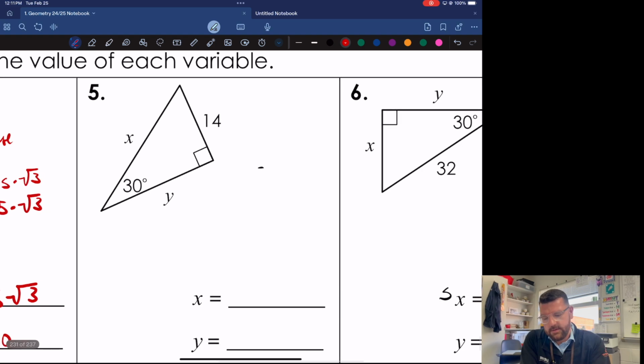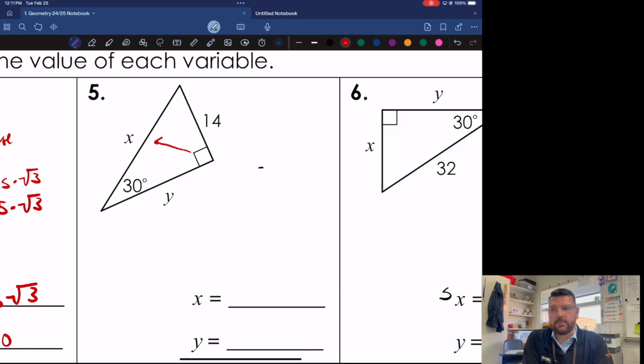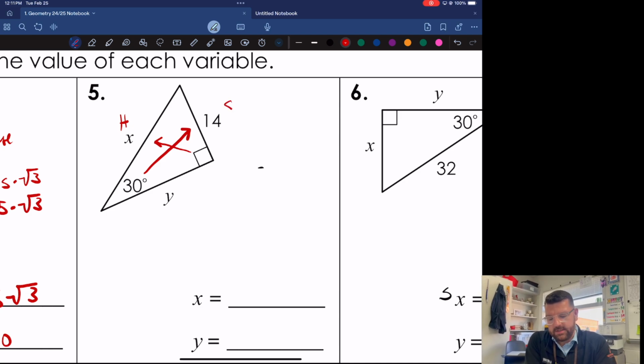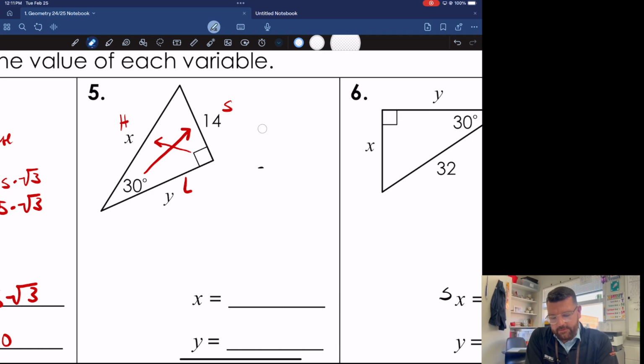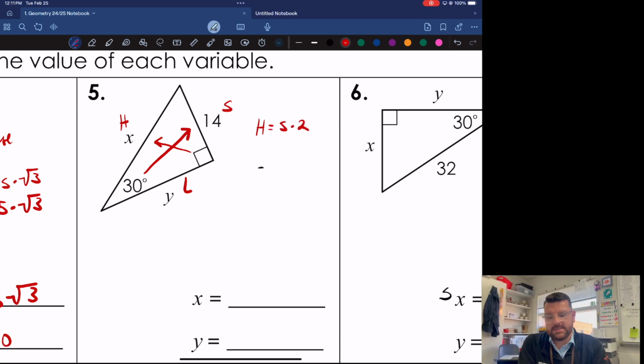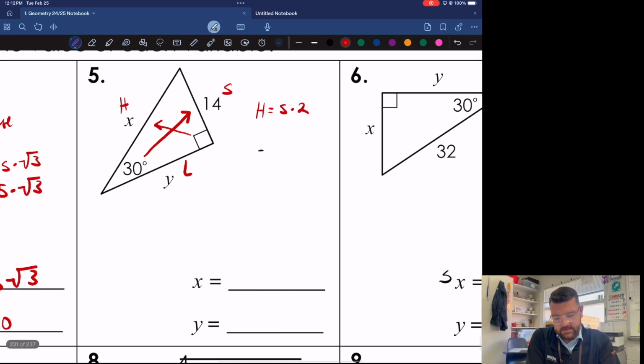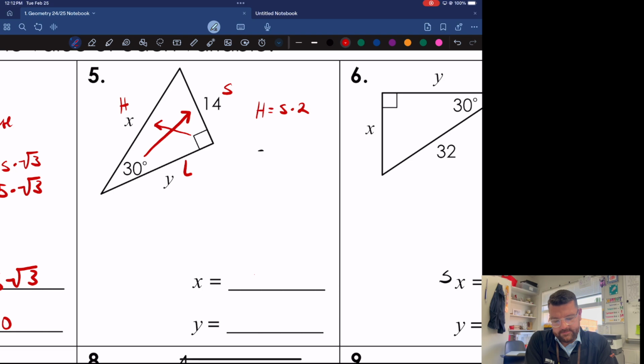Number 5. Opposite the right angle is my hypotenuse. Opposite the 30-degree angle is my what? Which leaves the y as my long side. My short side is 14. If I go looking for my hypotenuse, it says take the short times it by 2. So my hypotenuse is 2 times 14, which would give me 28. Good job.